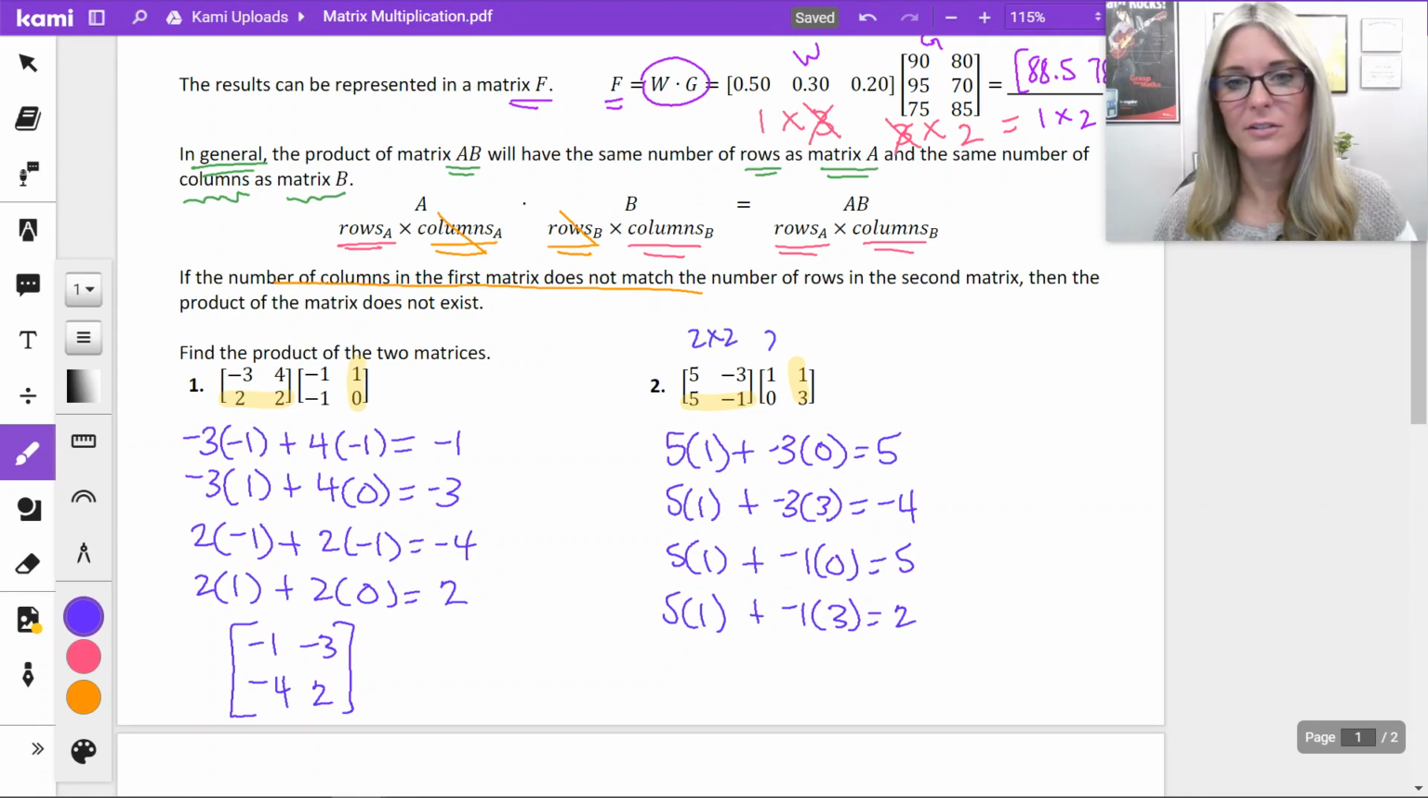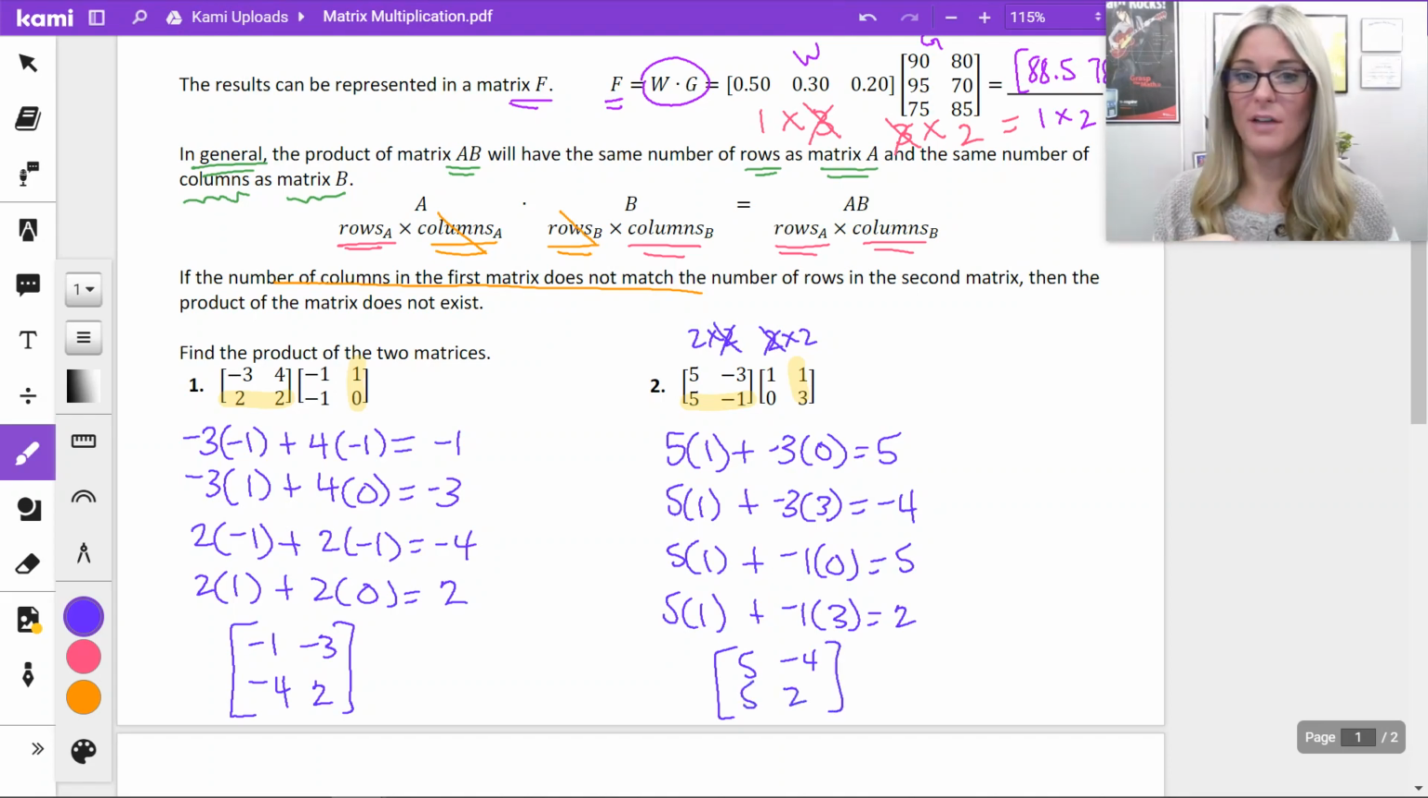Again, this was a 2 by 2 matrix. I'll write this out. The number of columns was the same as rows in the second, so those cancel out. Our final answer would be a 2 by 2. We have 5, -4, 5, and 2. And I'm just writing that in the order that we got them. So we did the first row, first column gives us the first element in the top left corner. The first row, second column gives me the first row, second number in our matrix, okay?